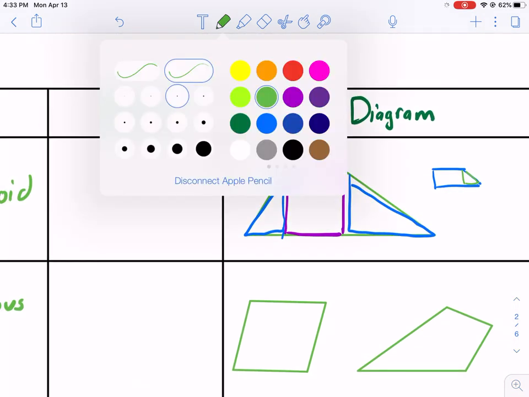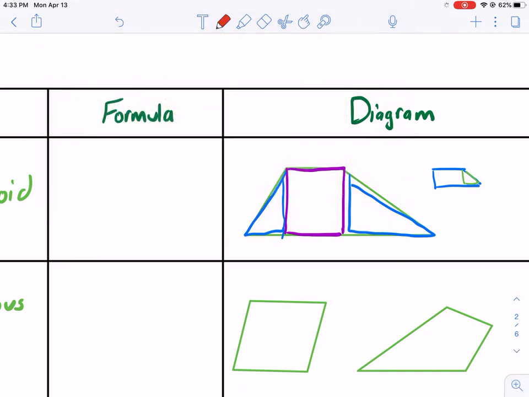So it's no surprise that our trapezoid formula will look a little similar to our triangle formula. So we have area equals 1/2 times base 1 plus base 2 times the height. So we have the two bases added together, so let's go ahead and draw these in.